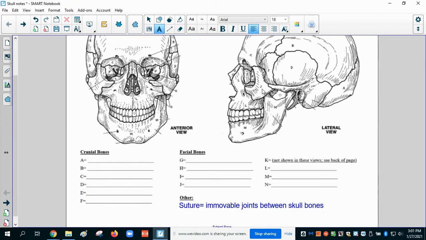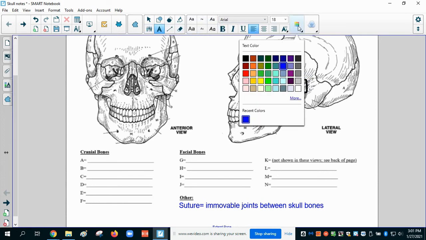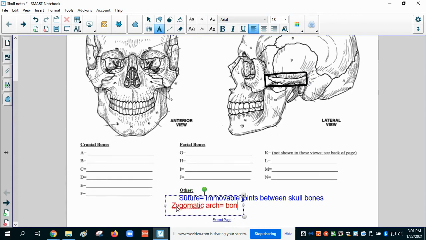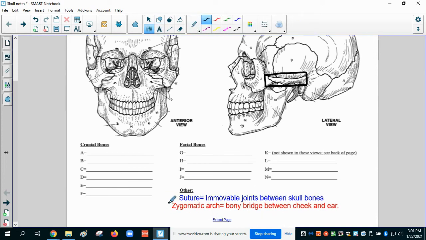The last part is this very important bridge between the cheek and the ear. Remember how it sticks off the side of your skull. And that section from here to here is called the zygomatic arch. Zygomatic arch. And you might want to indicate how you have noted that in your notes. I did mine with this black rectangle. So there you have it, cranial and facial bones of the skull.